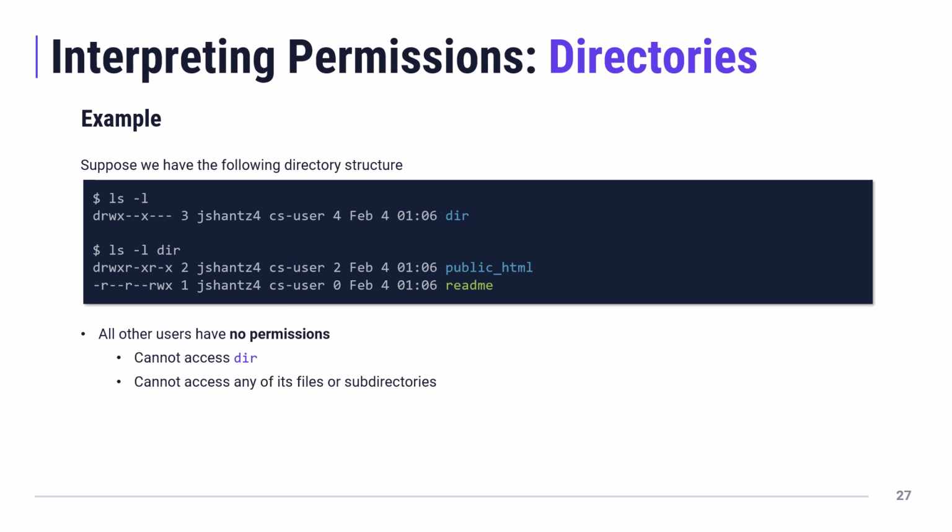And then finally, all other users on the system have no permissions here. So they can't get into this directory because they don't have the execute bit, and they can't access any of the files or subdirectories. So even though we've given them read, write, execute on README, and read and execute on public HTML, they cannot get access to those because we have not given them the execute bit, the traverse bit. So they can't get into dir in order to get access to any of its files or subdirectories.